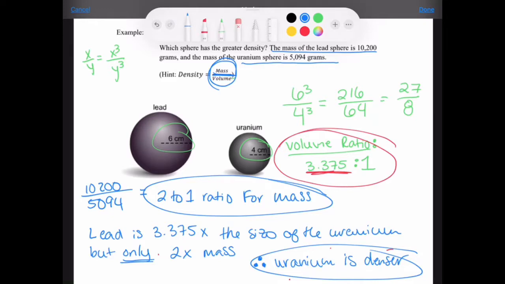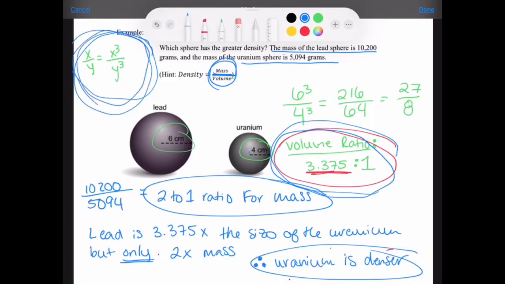Okay, so if you see a problem like this again, what I would tell you to do is use your knowledge of the volume ratio, that x to y is x cubed to y cubed when we're discussing volume. And then density is mass to volume. So you find the mass ratio, and then you can find out which one is denser. Okay? This was a little harder, but you guys are capable.